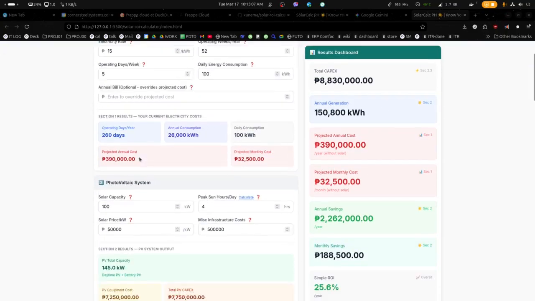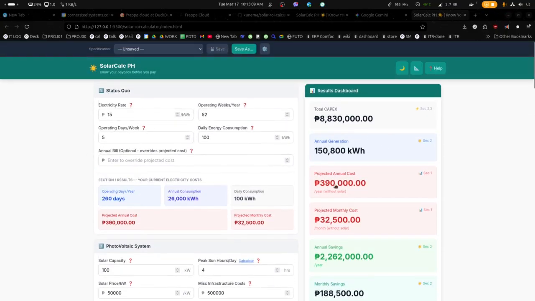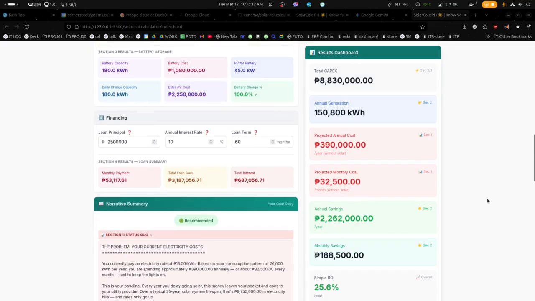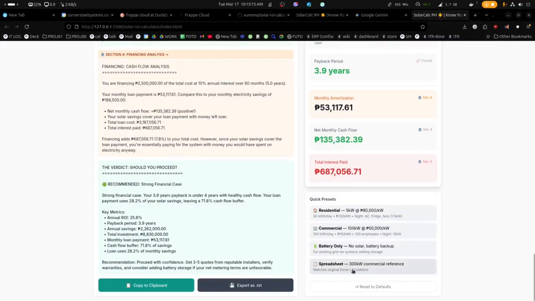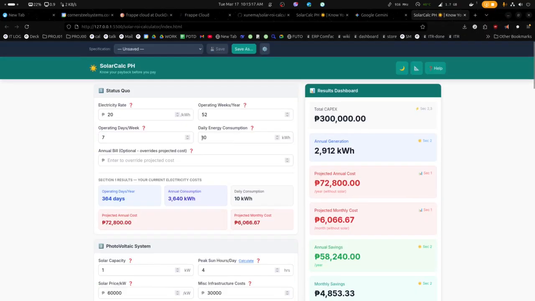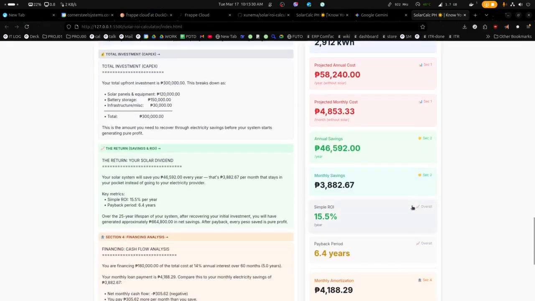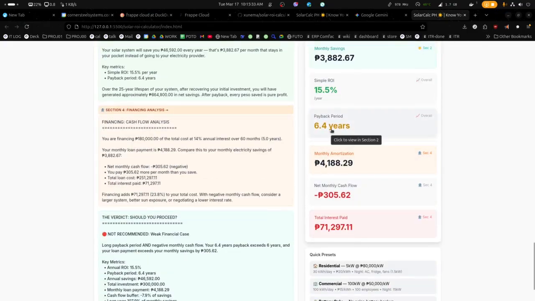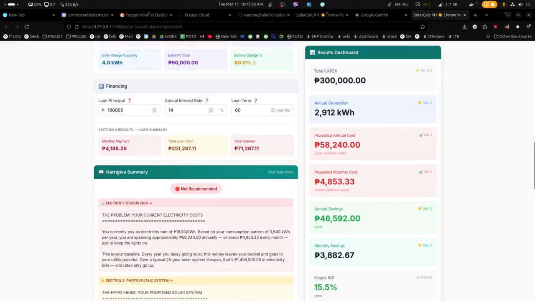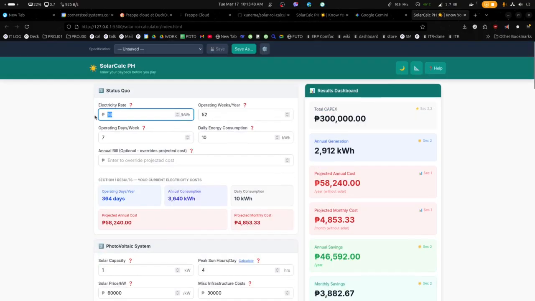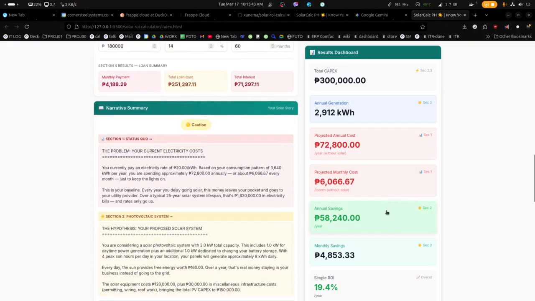Okay, so I fixed it now. Let's go back to the defaults, so you can reset the defaults. This assumes 20 pesos per kilowatt hour. As soon as we hit 16, it starts not making sense because your payback period is greater than 5 years and you have a negative cash flow. And it only makes sense when you're paying, I guess, 20 pesos per kilowatt hour.